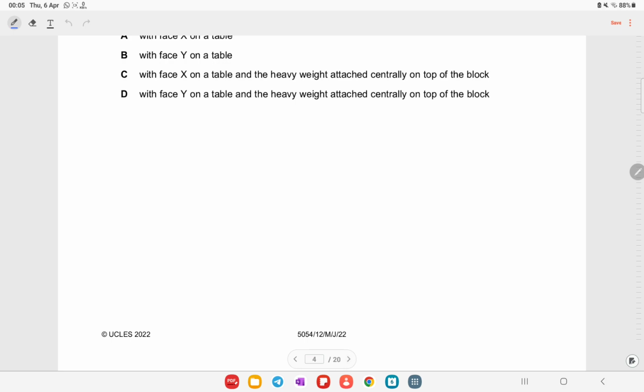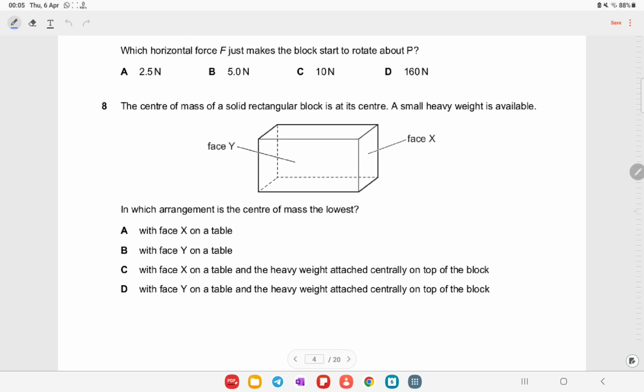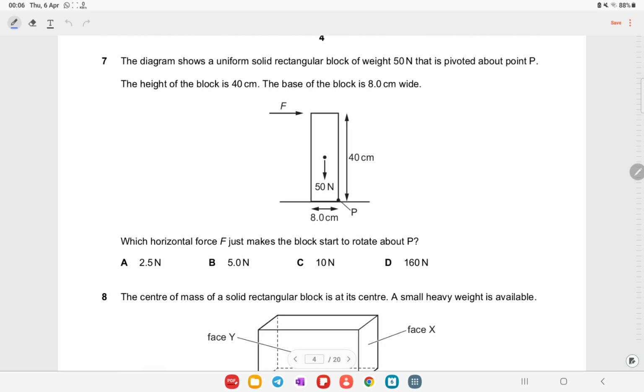Okay, moving to the next question, and it states that the diagram shows a uniform solid rectangular block of weight 50 Newton that is pivoted above point P, and the height of the block is 40 centimeter. The base of the block is 8 centimeter wide. Which horizontal force F just makes the block start to rotate around P?